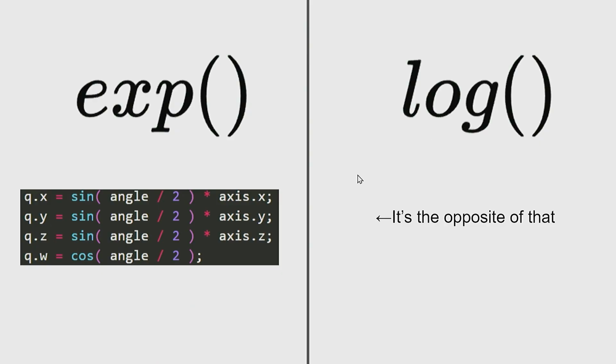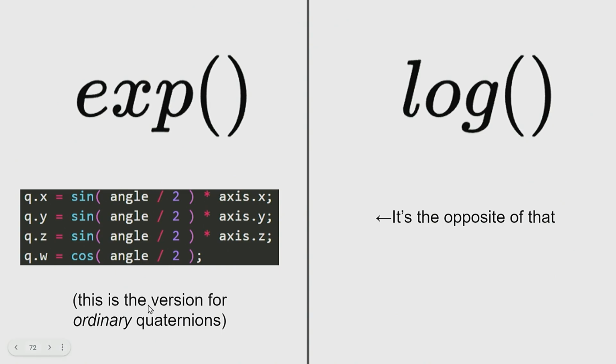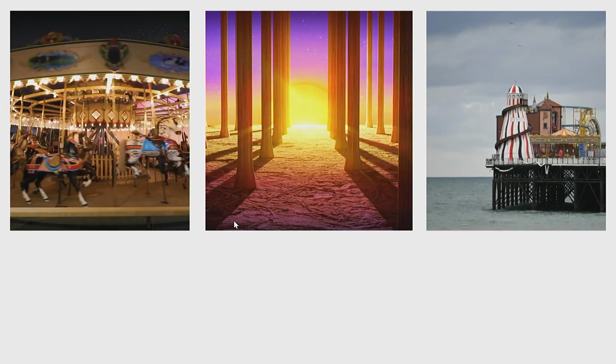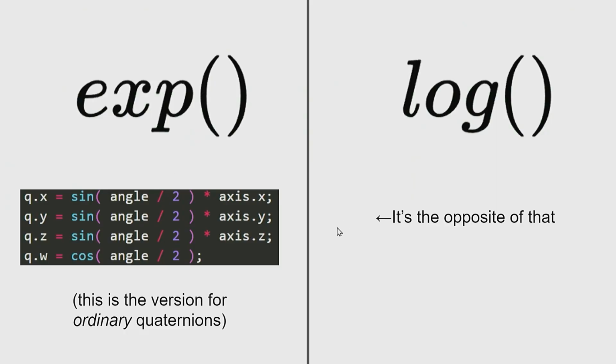Logarithm is then the opposite of that. So if you take a quaternion that does a rotation and you put it into the logarithm function, you'll get the axis and the angle of that quaternion. To be clear, though, this is just the version for ordinary quaternions. But we want to think about dual quaternions, so we've got to think in a slightly more advanced way about the axis that we're talking about here when we say axis.